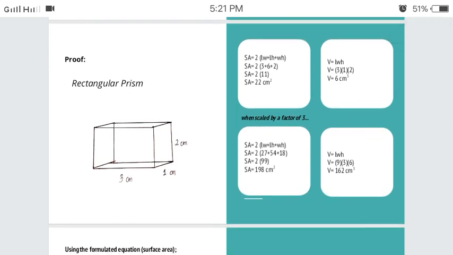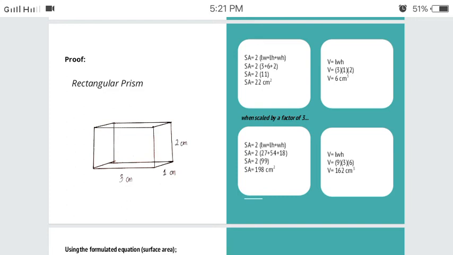So here's the proof for a rectangular prism which has a length of 3 centimeters, a width of 1 centimeter, and a height of 2 centimeters. For the surface area, using the formula, surface area is equal to 2 times (length times width plus length times height plus width times height). So the surface area is equal to 2 times (3 plus 6 plus 2). So surface area is equal to 2 times 11, which is 22. So the surface area is 22 centimeters squared.